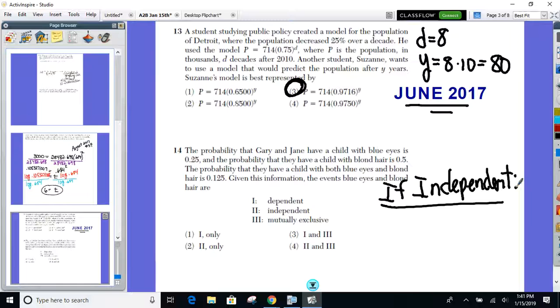So everyone ready? Blue eyes. What's blue eyes? So does 0.25 times blonde hair, 0.5, you are testing to see if that is equal to both of them together, which is what probability for us? 0.125. Both of them multiplied equal the and. Probability of A times B equals A and B. And what are you guys finding out? Okay, they are equal, which means they are independent, but we got this little sneaker here, mutually exclusive.